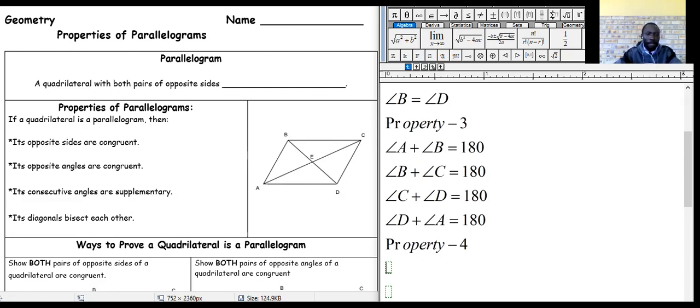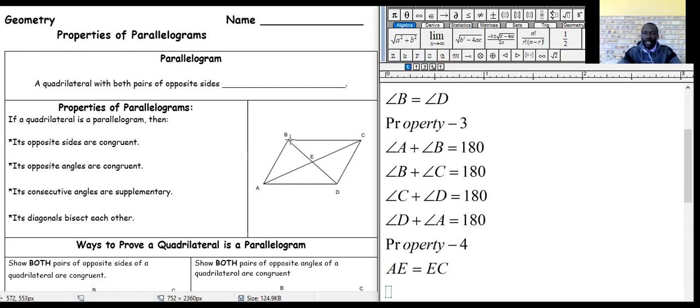Yes, property 4. Well, now what does this mean? Its diagonals bisect each other. What does it mean by diagonals? Diagonals represent these lines here and this one here. They bisect each other means they meet midway. They meet and divide each other into 2 equal parts. What this means is that the length AE equals the length EC. That's the mathematical representation.